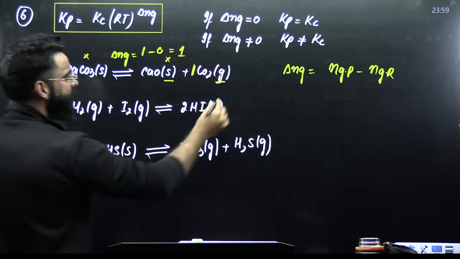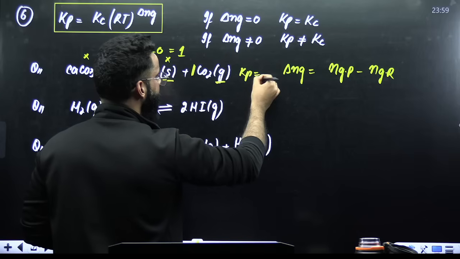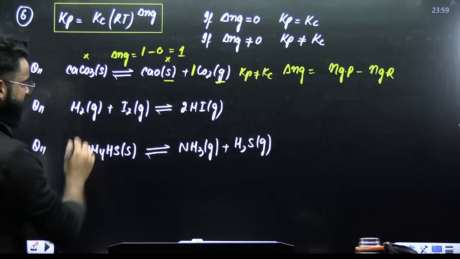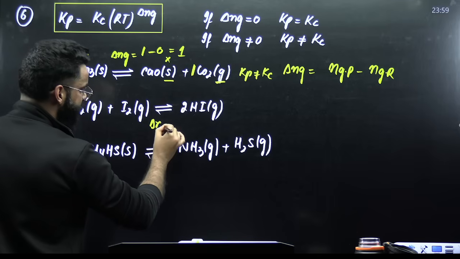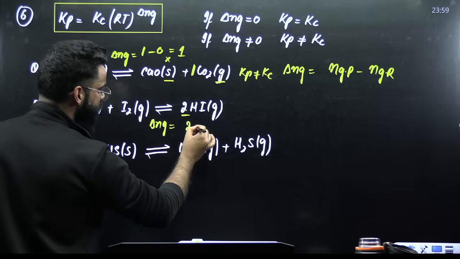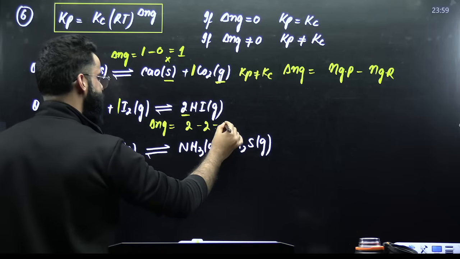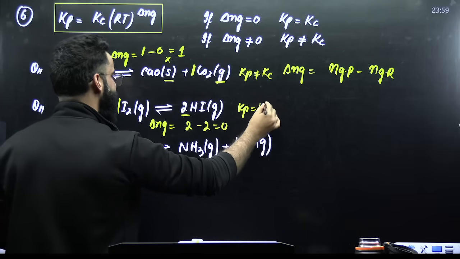If delta Ng is 1, that means Kp and Kc won't be equal. Kp and Kc are only equal if delta Ng is equal to 0. Now look at this one. Delta Ng for this reaction: number of moles of gaseous product, which is 2, minus number of moles of gaseous reactants, which is 1 plus 1, 2. So 2 minus 2 is 0. So I would say Kp and Kc would be equal in this particular case.